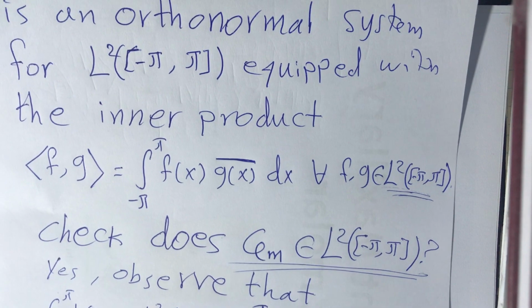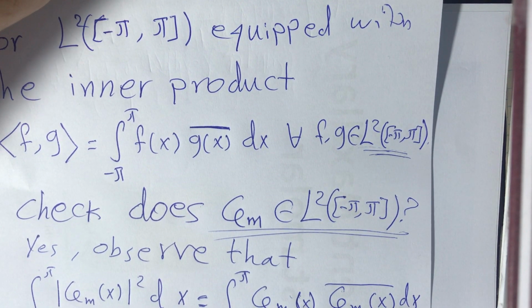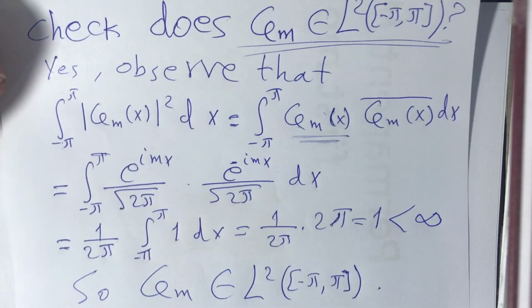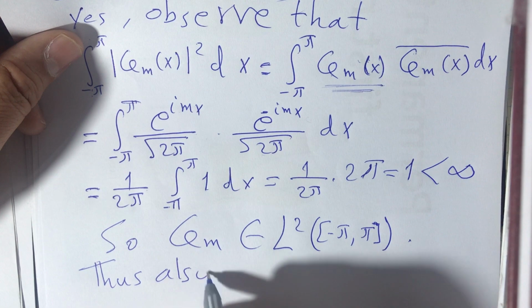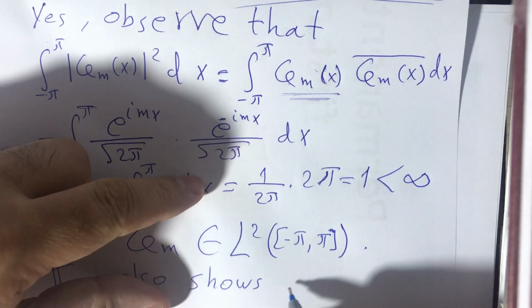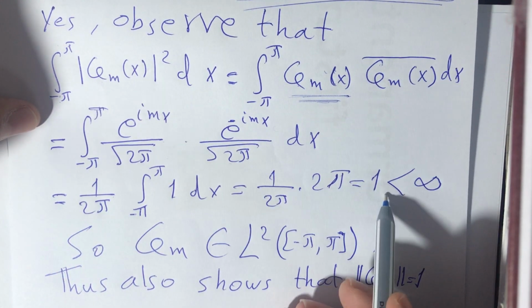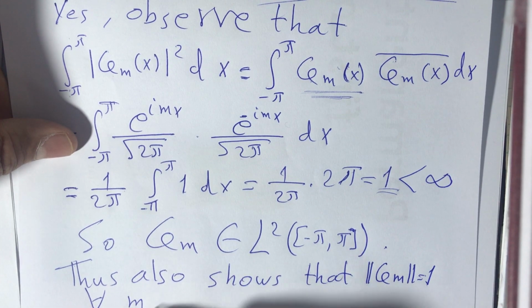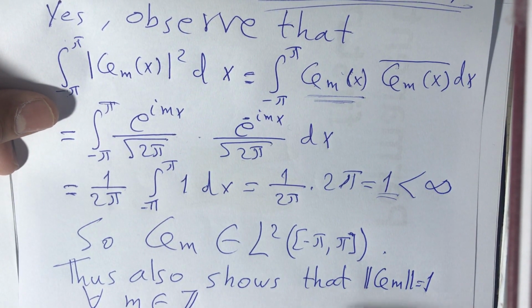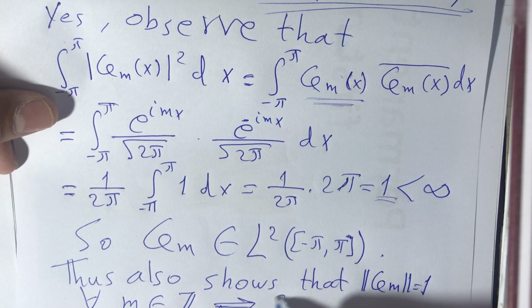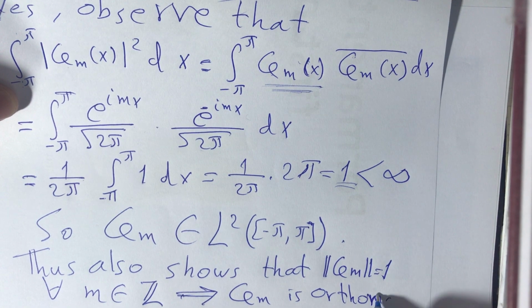Now we check that phi m is an orthonormal system. This also shows that the norm of phi m is equal to 1 for all m belonging to Z. So this satisfies the normality condition. This implies phi m is orthonormal.